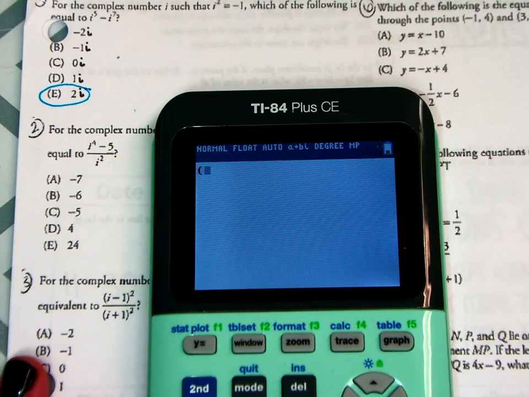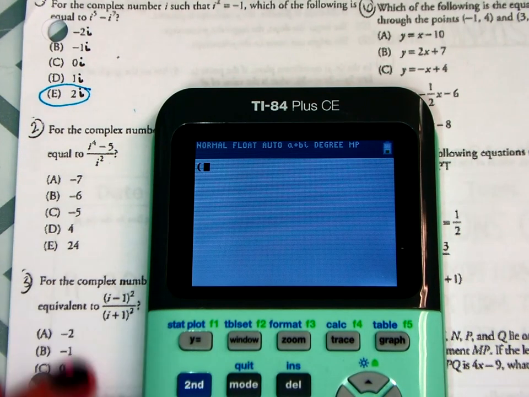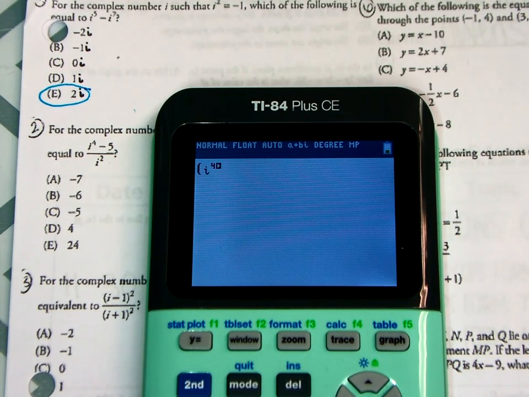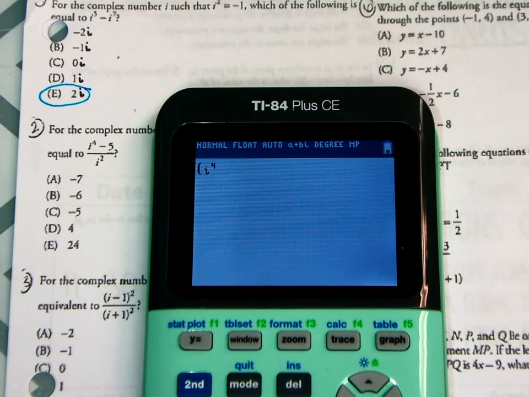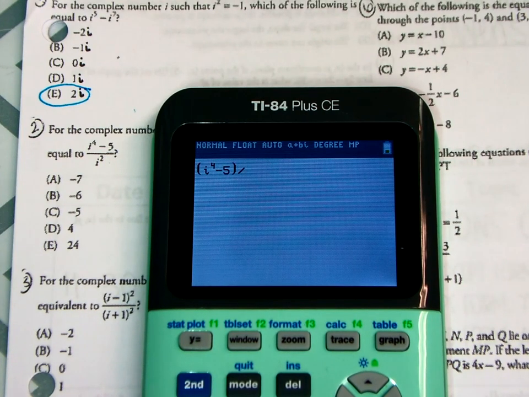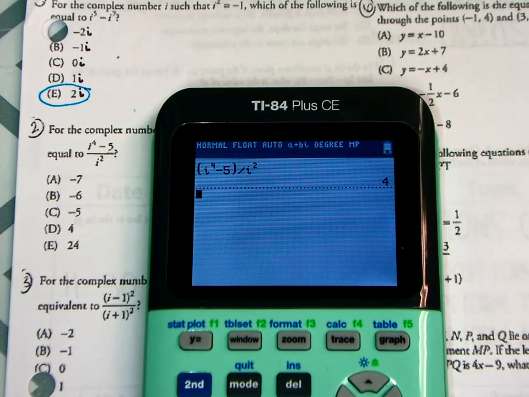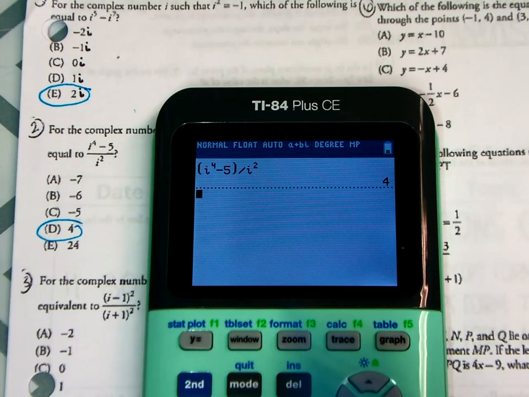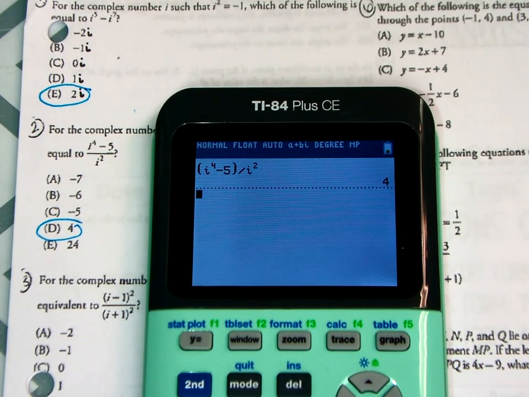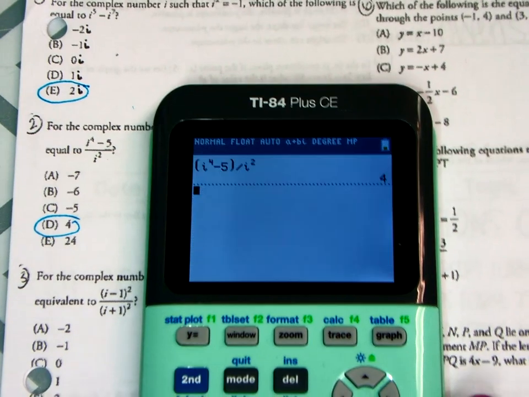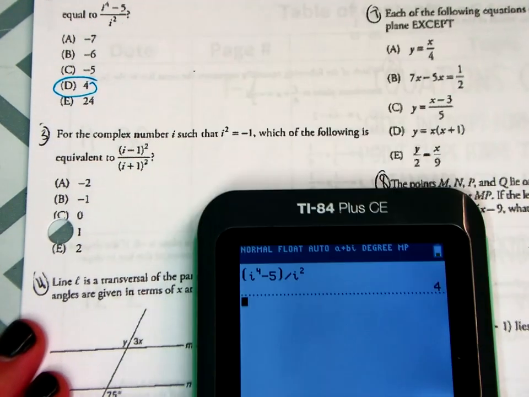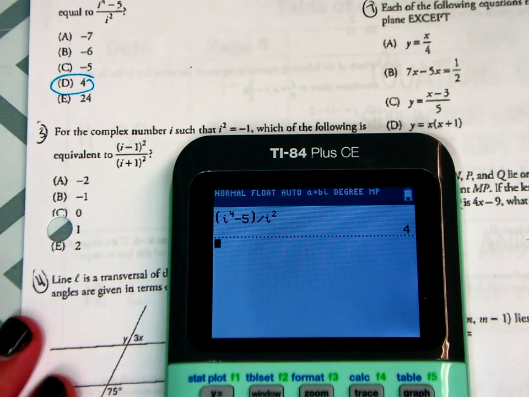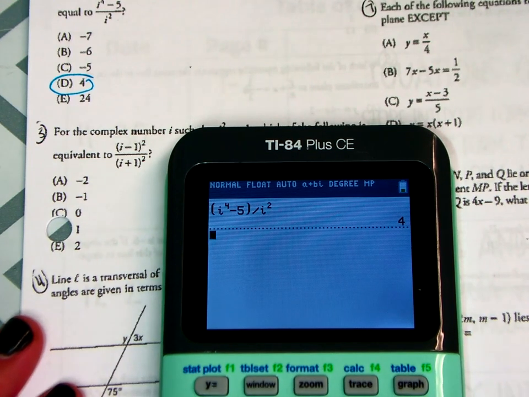Pick up my calculator. I'm going to put the numerator in parentheses. So i to the 4th minus 5 divided by i squared is 4, option D. Remember, I would recommend using calculators when you're working with i. It's fast. I know that you can do it by hand, but honestly, I wouldn't waste your time. I would just do it in the calculator. It will do it for you.